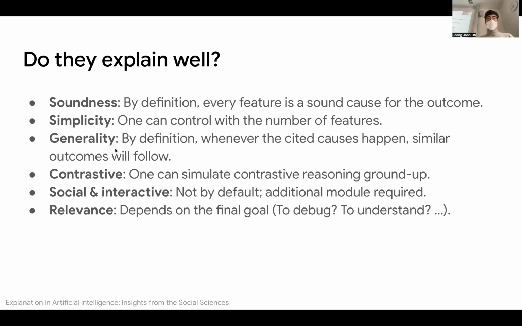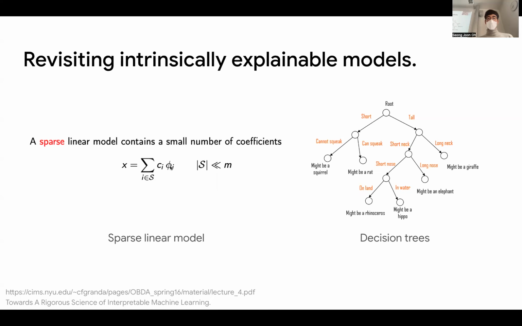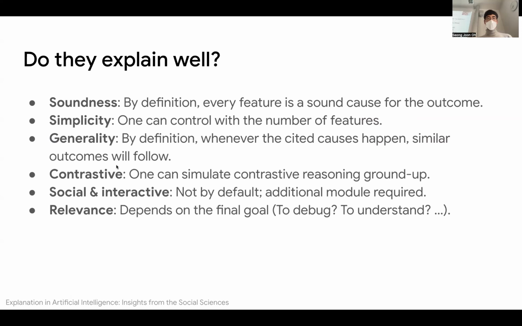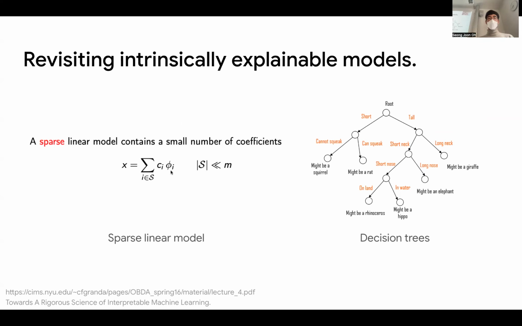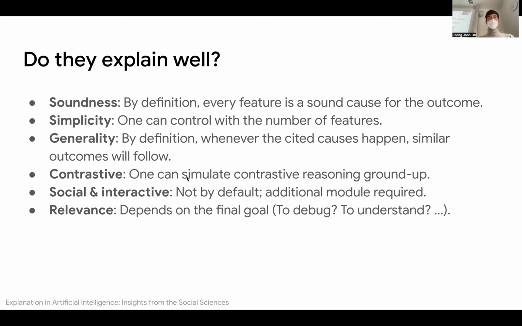The other factor is generality, right? Here, the way we explain is we are citing every phi i as the cause of the eventual outcome of x, right? And this way of explanation works for any kinds of feature phi i in the feature space. So this explanation works by definition.